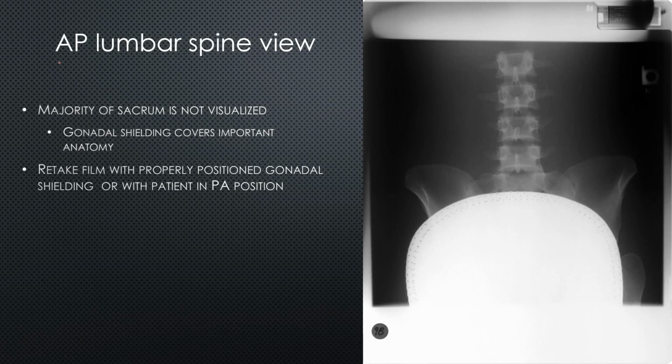But we have this large gonadal shielding in front of the patient that is completely blocking our SI joints, basically our entire sacrum, and even our femoroacetabular joints as well. So retaking this image with either gonadal shielding that's smaller, or we can position the patient in a P to A fashion and eliminate the gonadal shielding for this view so we don't miss any pertinent anatomy.